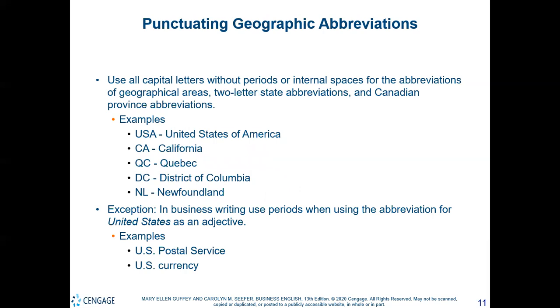Punctuating geographic abbreviations. Use all capital letters without periods or internal spaces for abbreviations of geographical areas, two-letter state abbreviations, and Canadian province abbreviations. Example: USA, United States of America. CA, California. QC, Quebec. DC, District of Columbia. NL, Newfoundland. Exception: in business writing, use periods when using the abbreviation for United States as an adjective. Examples: U.S. Postal Service, U.S. currency.